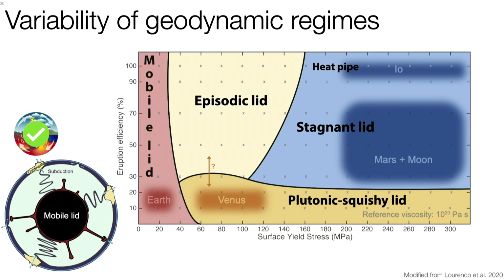But we don't know if this regime operates in all planets, and very likely it does not. So this is a phase space of geodynamic regimes as a function of surface yield stress and eruption efficiency. So what is yield stress? Essentially, it is the amount of force you need to apply to a rock to break it. And it is essential to initiate subduction, and therefore lead to a plate tectonics-like planet, like the Earth. Eruption efficiency is the amount of magma that is emplaced beneath the lithosphere or on top of it in volcanic eruptions. And so you see that the Earth-like geodynamic regime is here only at very low yield stresses. But other regimes are thinkable.